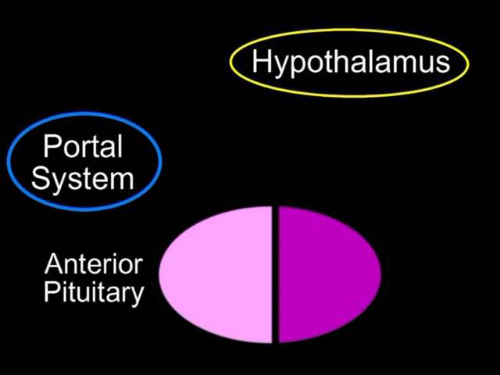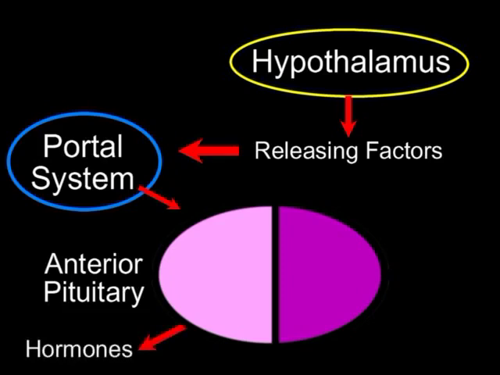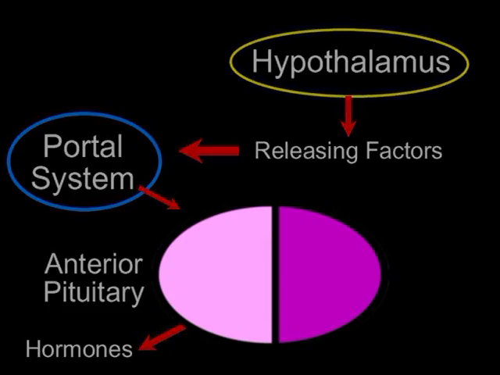By portal, we mean that the veins carry substances from the capillaries at one point to the capillaries at another point, the hypothalamus to the anterior pituitary gland. In the hypothalamus, certain chemicals known as releasing factors are produced. These are carried by the portal system to the anterior pituitary gland. Here, they stimulate the cells of the anterior pituitary gland to secrete their specific hormones.